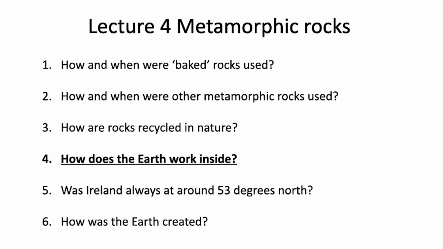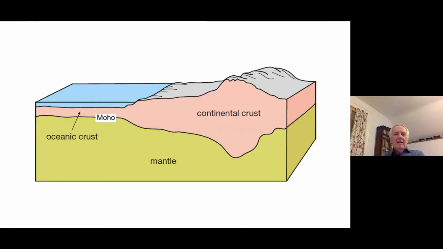Let's move on to the next question, which is, how does the Earth work inside? Here's a diagram showing the crust and the mantle. And I've shown you some of this before. This is the continental crust, which is about 30 kilometers thick there. And here is a mountain range where it's been thickened up by compression. But here, it's very thin, and this is oceanic crust. It's only between 5 and 10 kilometers thick, much thinner than the 30 kilometers or so in the continental crust.